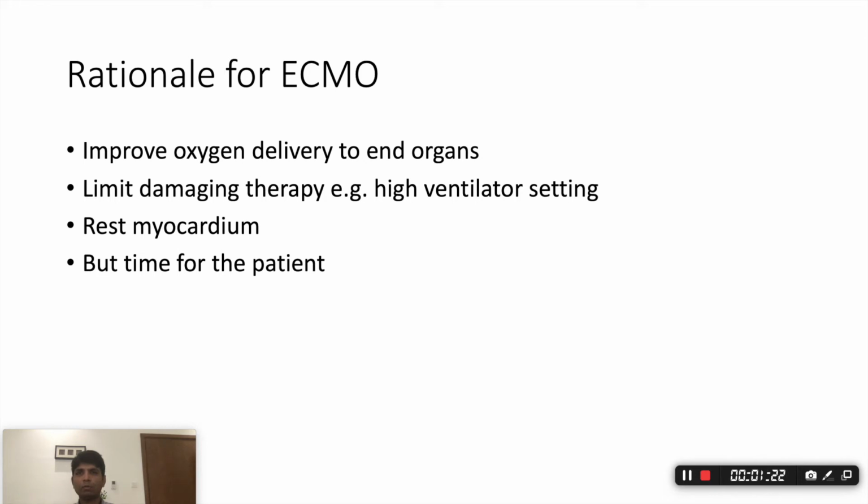ECMO can also reduce myocardial oxygen demand and provide myocardial rest. It may also enable us to wean high vasopressor doses, thereby enabling a faster myocardial recovery. However, we have to realize that ECMO is a very time-limited therapy that can buy a little bit of extra time for the patients to recover.